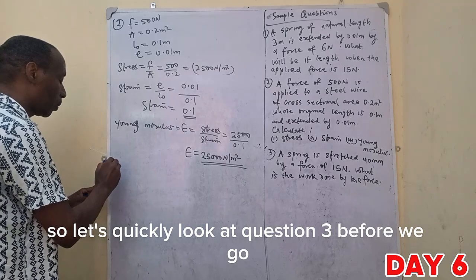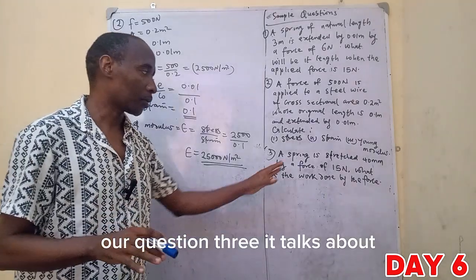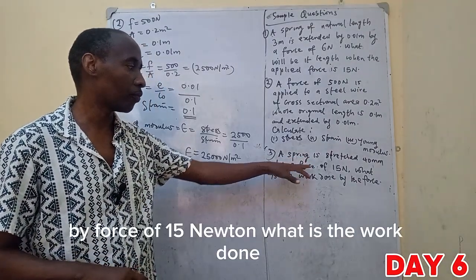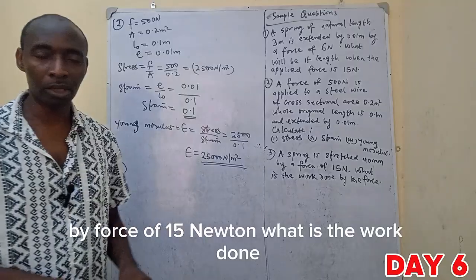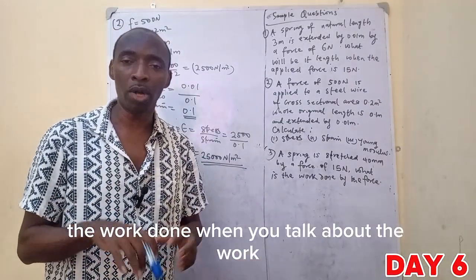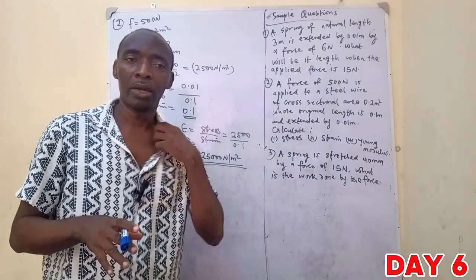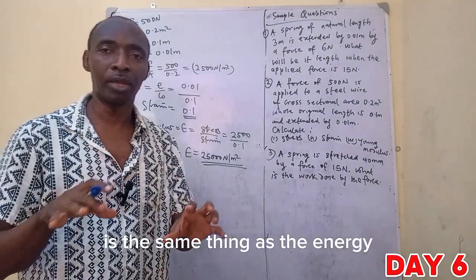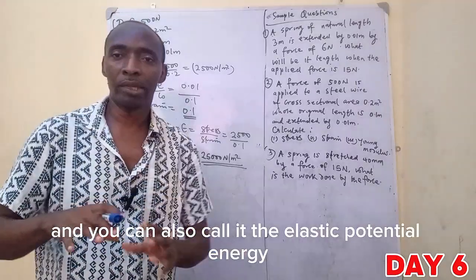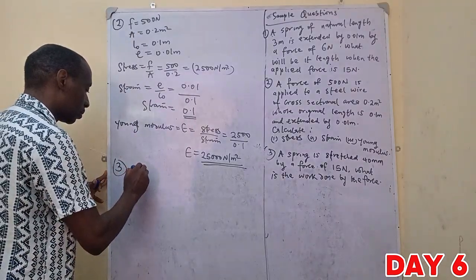So let's quickly look at question 3 before we go. Question 3 talks about a spring that is stretched 40 millimeters by a force of 15 Newton. What is the work done? When you talk about the work done in an elastic material, it is the same thing as the energy stored in an elastic material, and you can also call it the elastic potential energy.